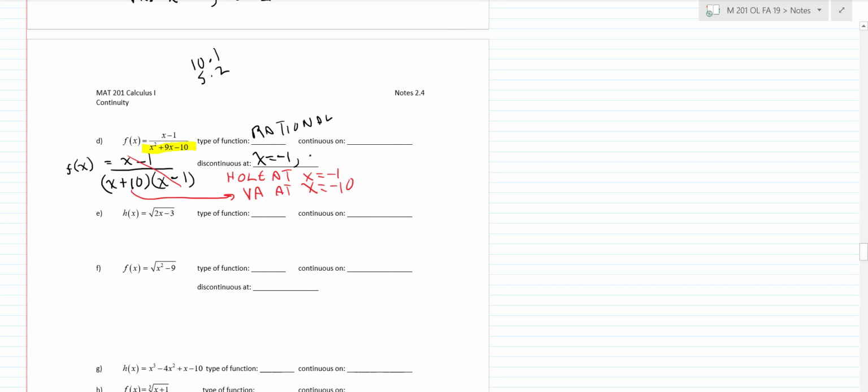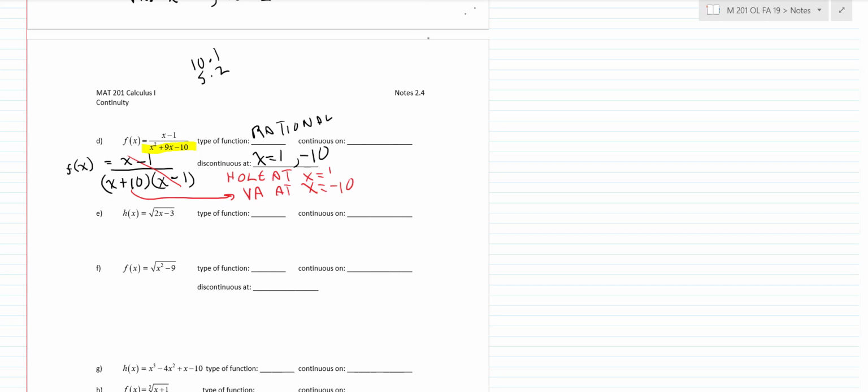Okay? And I don't know why I did that. Why did I put a negative there? I don't know. Okay, so let's see. We're discontinuous at x equals 1 and negative 10. That'd be better. Okay, all right.